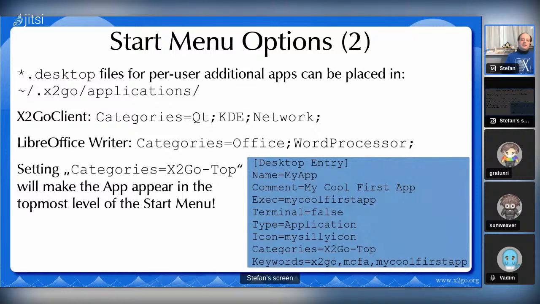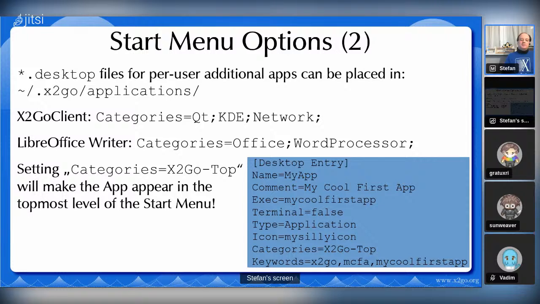Users can also add their own additional applications by creating a folder .x2go/applications in their home directory and placing the corresponding desktop files there. You can see a sample myapp.desktop file in the blue box on the lower right, and the category under which an application is displayed is determined by the entries in the categories field.